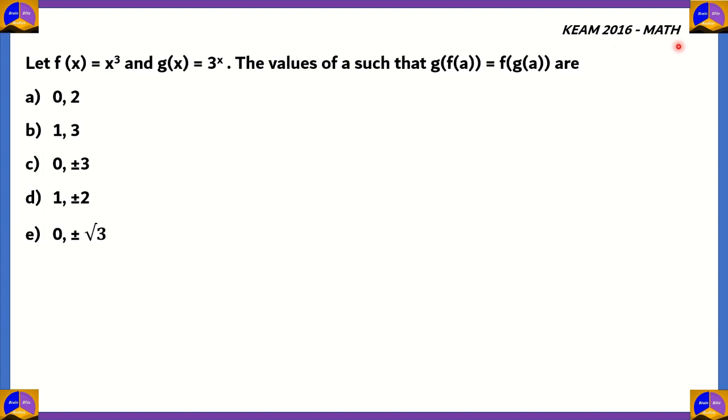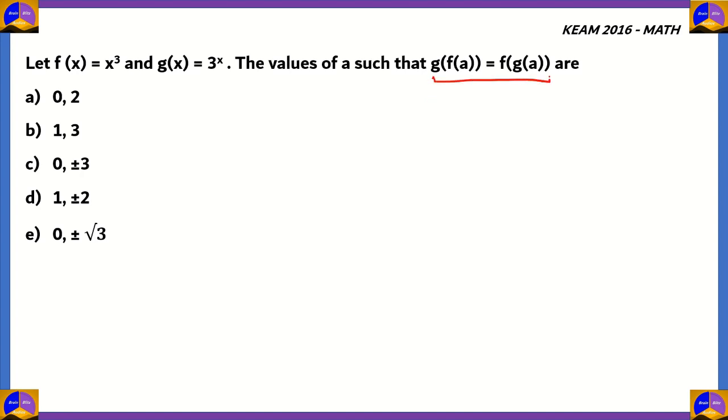This is from mathematics. Let f of x be equal to x cubed and g of x be equal to 3 raised to x. The values of a such that g of f of a equals f of g of a are: 0 and 2; 1 and 3; 0 and plus or minus 3; 1 and plus or minus 2; 0 and plus or minus root 3. So how do we solve this question?